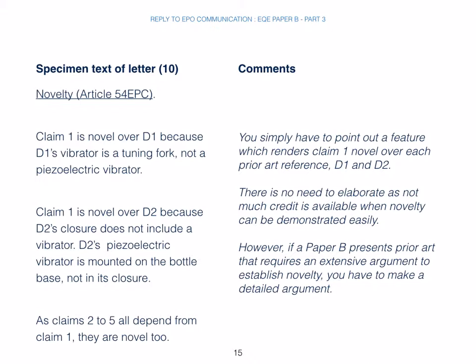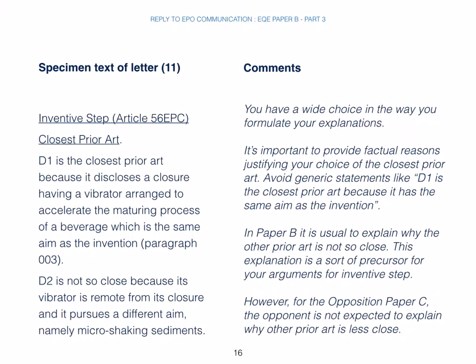Now we turn to inventive step using the problem and solution format, starting with the closest prior art. We have a header, inventive step, article 56 EPC. Note that you have a wide choice in the way you formulate your explanations and arguments. It's very important to provide factual reasons for justifying the closest prior art. Avoid generic statements like "D1 is the closest prior art because it has the same aim as the invention." Here is my example then. D1 is the closest prior art because it discloses a closure having a vibrator arranged to accelerate the maturing process of a beverage, which is the same aim as the invention, paragraph 3.